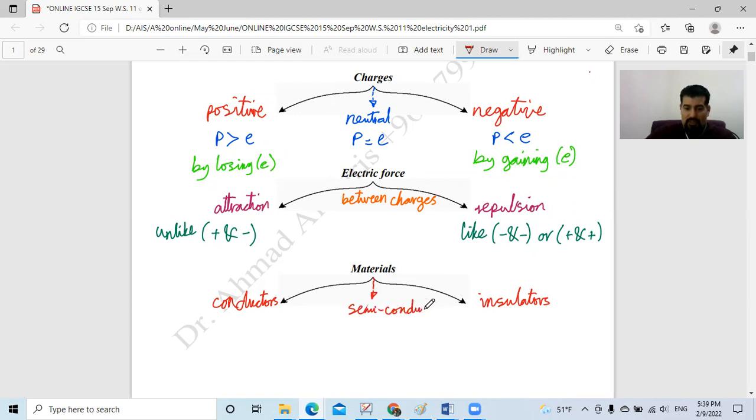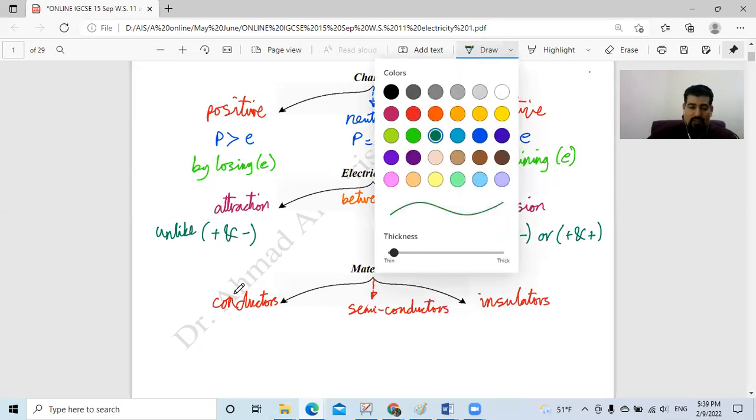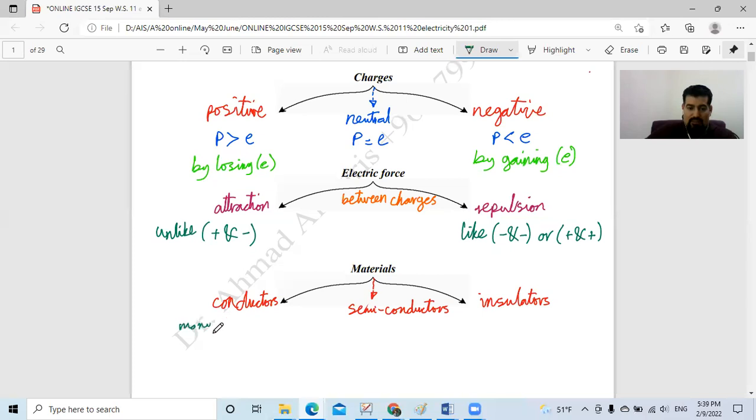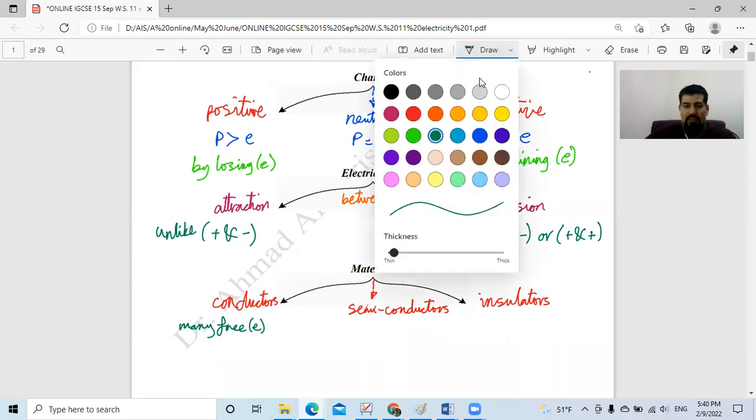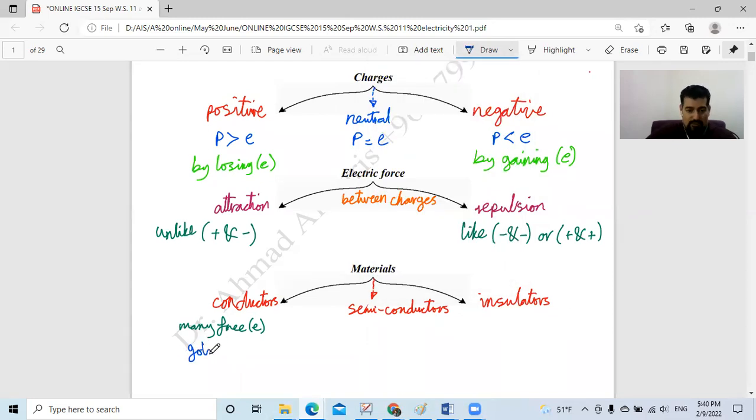So what do I mean by conductors? Usually conductors have many free electrons. Who can give me examples of materials that have many free electrons? Like what? Gold, bravo, copper, okay. What else? Steel, excellent. Copper, okay, what else?